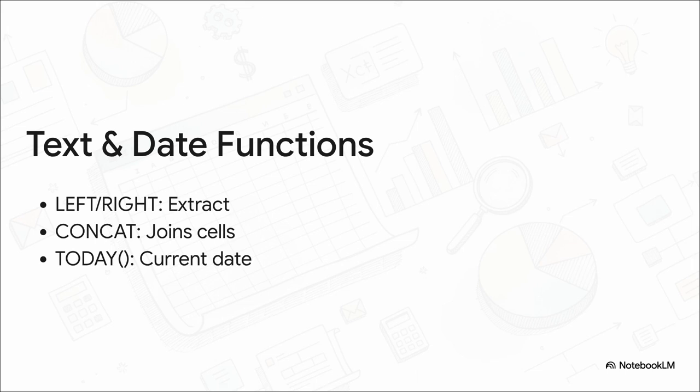And for tracking time, typing equals TODAY with an open and closed parentheses instantly drops today's date into a cell, while YEAR, MONTH, and DAY can crack a complex date right apart so you can actually analyze it. With just a few quick keystrokes, your messy, chaotic data is perfectly clean and standardized.